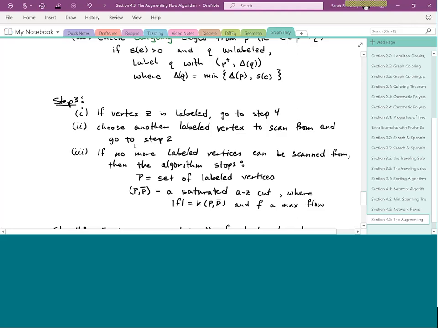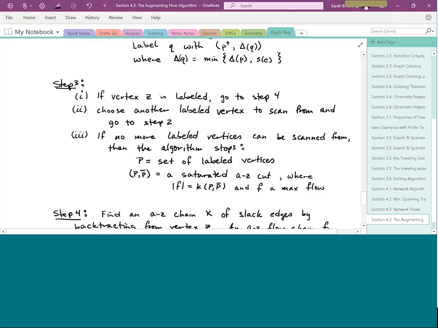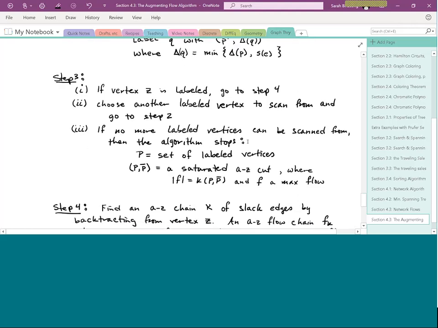Condition 3 is that you still have unlabeled vertices in your graph, but for whatever reason, you can't actually scan from any of your labeled vertices. In other words, the algorithm gets stuck. If the algorithm gets stuck before you can actually label vertex Z, you terminate the algorithm early, and you set P to be the set of labeled vertices. P complement would be your unlabeled vertices, and you're pulling a specific cut. The cut would be P complement, and this is a fully saturated cut, which means you've actually reached a maximum flow at this point. There's no way to tell that you've reached a maximum flow until you get a fully saturated cut. This is how you prove that we already had a maximum flow previously.